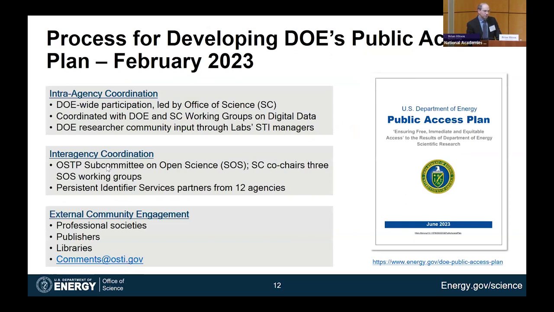So just as we did with the Holdren memo, we had to develop a public access plan. Today is the 1 year anniversary that we submitted it to OSTP. We had 6 months after the memo was issued. So we got it over to OSTP on February 21st. We had a very participative and inclusive process, both within agencies, with other agencies, and with external communities.